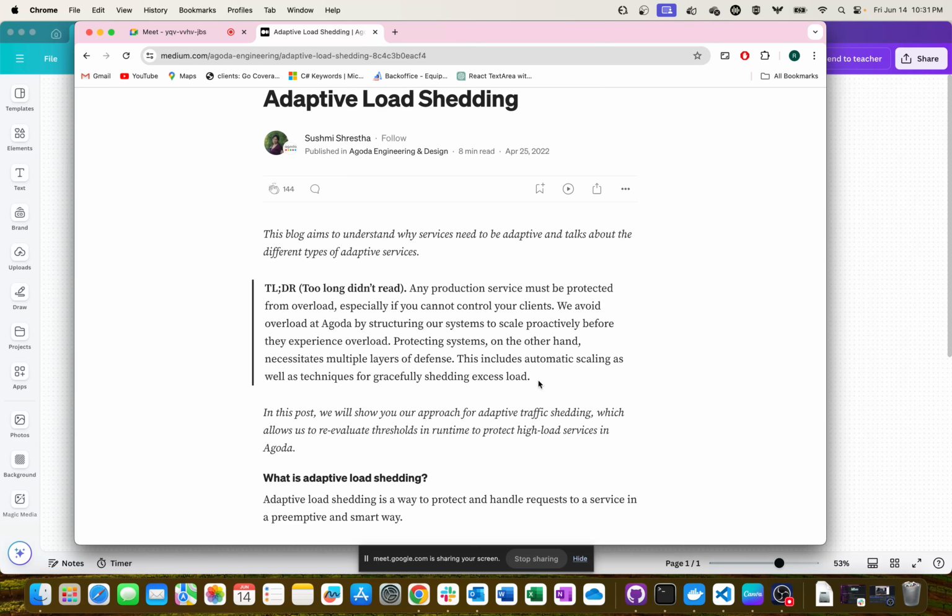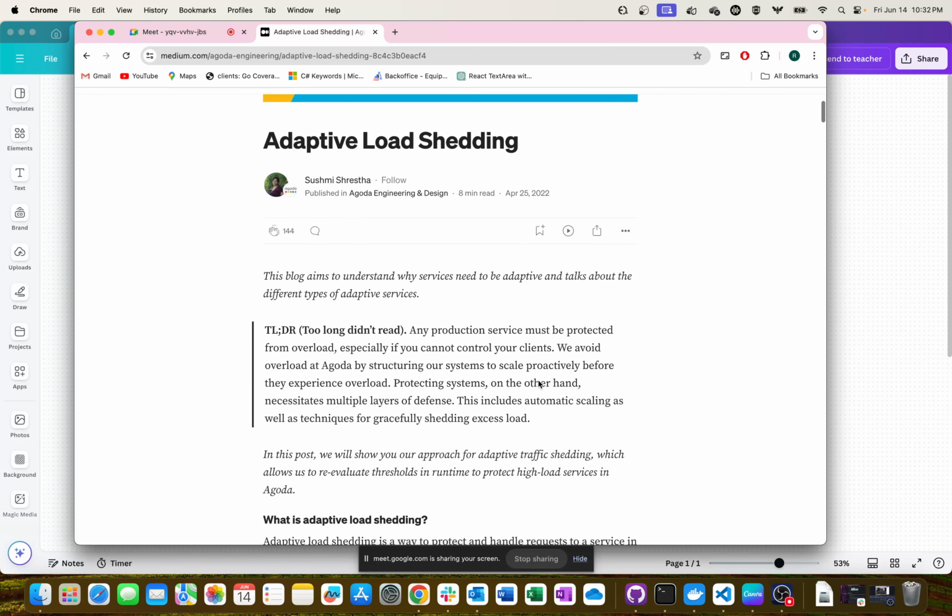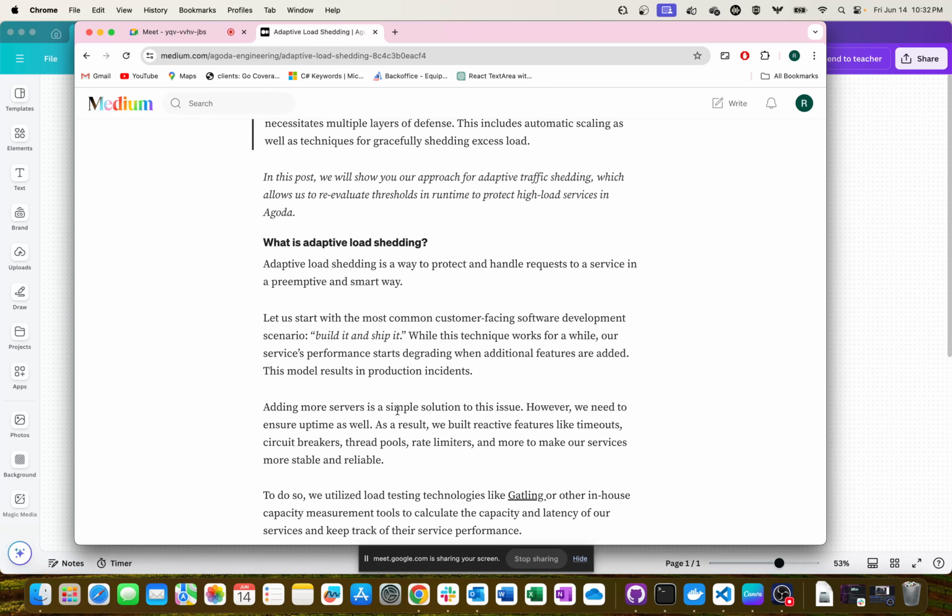You need to rate limit certain IP addresses, and IP addresses from different destinations. And if your system hits a certain level, then load shedding is a very important concept. As a very basic thing, if we look down here, there are two kinds of load shedding that we talk about. One is static load shedding, one is adaptive load shedding.